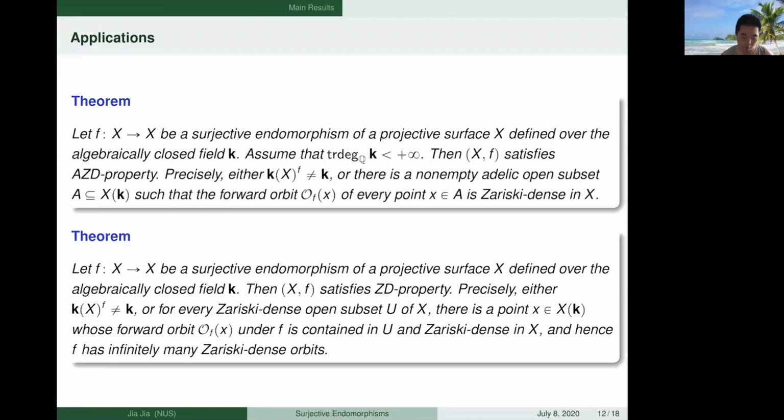So for every algebraically closed field K with characteristic 0, the pair (X, F) satisfies the AZD property. Actually, in this case, this should be the strong AZD property, which means conjecture 1.2 holds.